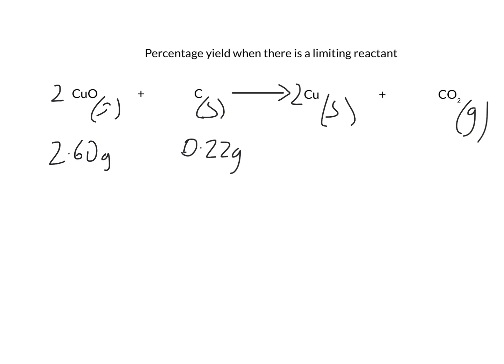To do so, we're going to base ourselves around one of the reactants. In this case, let's use the copper oxide. So how do we calculate which one's limiting based on this? We start by converting the grams into moles, using the formula number of moles equals mass over molar mass.